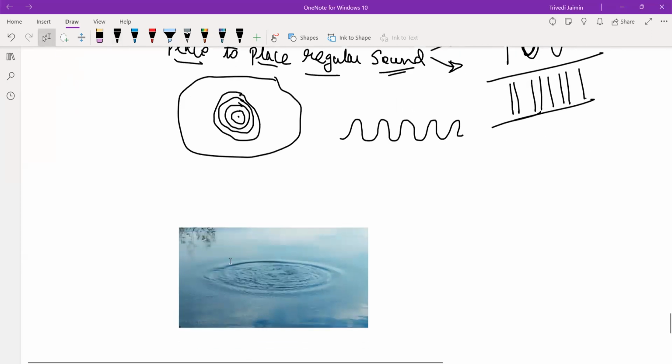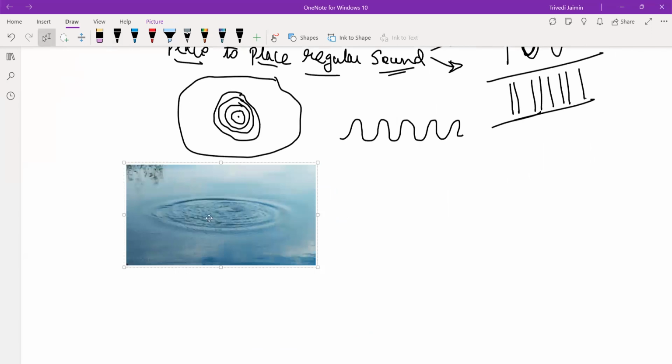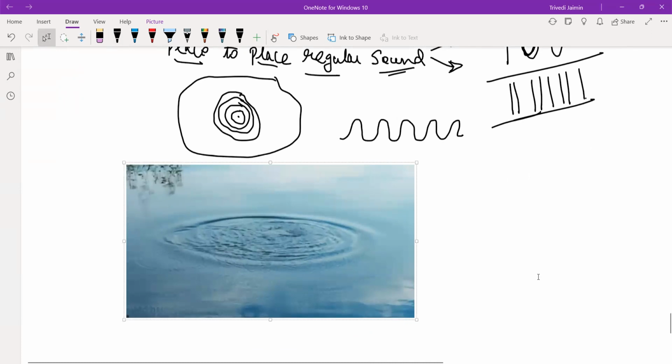This is called ripple. Is my photograph clear or shall I increase the size? Okay. Clear, sir. It's clear, sir.